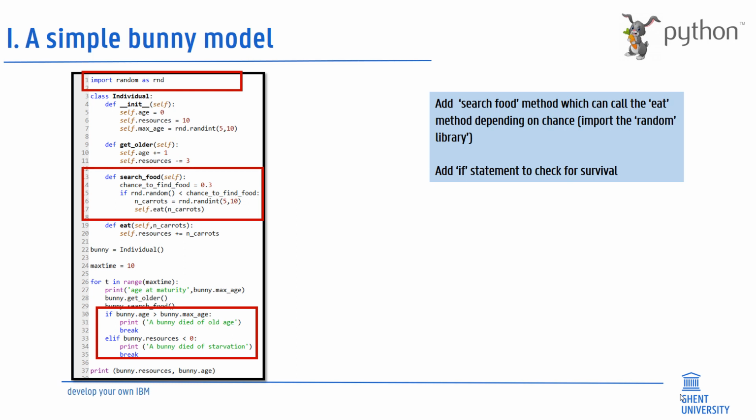If resources are depleted, bunnies die. We therefore use the if statement to check this. The break statement allows us to break the loop when the individual has starved.